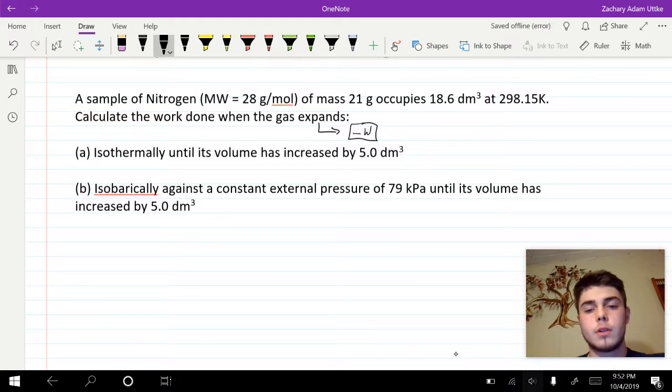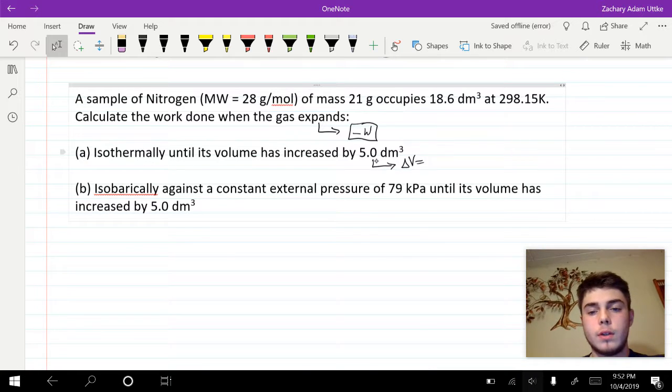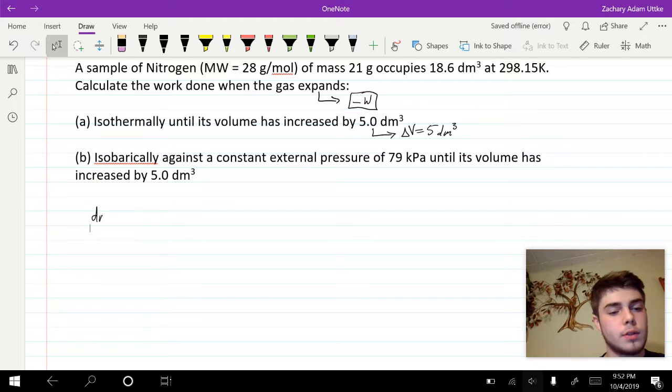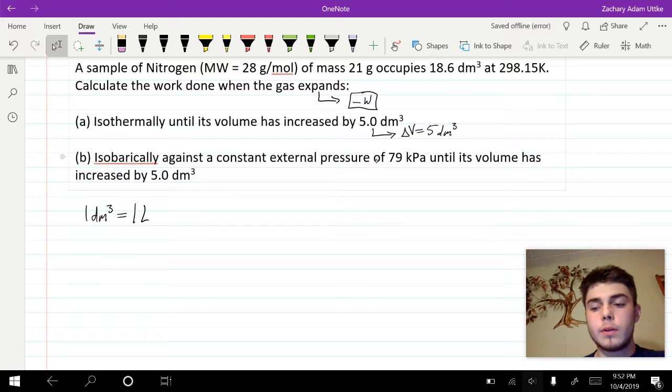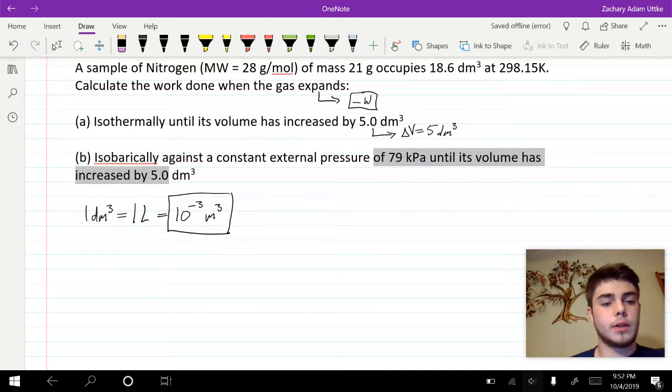So decimeters cubed, this is going to be delta V. Delta V equals 5 decimeters cubed. Okay, and the conversion for decimeters cubed: 1 decimeter cubed equals 1 liter, and it also equals 10 to the negative third meters cubed. So this is going to be our standard units right here.